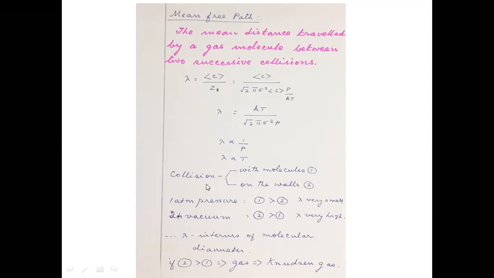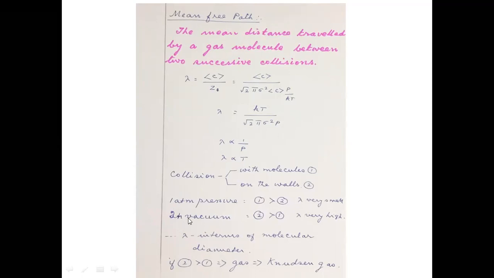So the collision can be considered in two different types. One is among the molecules. Another one is on the walls of the container. So look here, if lambda is very small, it means that after a small distance of movement, it hits another molecule. In such cases, the collision with the molecules is very high, more than the collision with the walls of the container. This is what is experienced by gas molecules at normal pressure, that is 1 atmospheric pressure. The collision among the molecules will be more than the collision on the walls of the container. In such cases, lambda is very small.